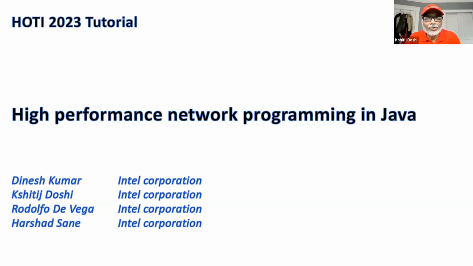Thank you, David. And hi, I'm Doshi. Together with Dinesh, Rodolfo, and Harshad, we're delighted to bring you this tutorial on high performance network programming in Java. So what's the rationale for this tutorial? Traditionally, the model for performing I/O is synchronous, where when an application performs I/O, the software threads that are performing the I/O wait until the bytes have been transferred to or from a device. Now, this is a very simple model for programmers. It's very easy to get it right, but it also creates various performance challenges, as we will soon see.